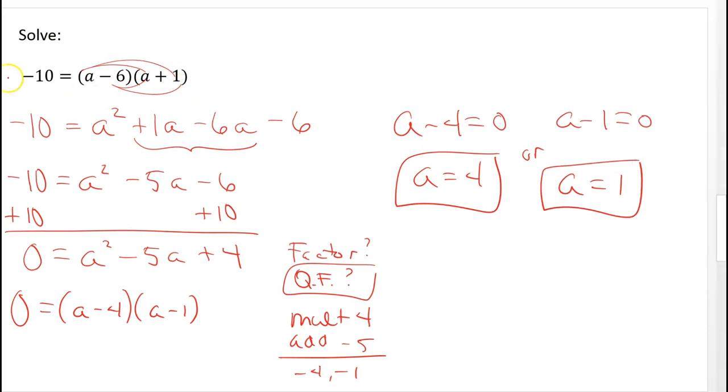Now back to the beginning, a lot of people try to say a minus 4 equals negative 10 and a minus 1 equals negative 10, but that's not true. Again, you have to have a 0 to do the step of setting each one equal to 0, because when you multiply two numbers together and it gives you 0, you know one of them is 0, which is not the case when you're dealing with negative 10.